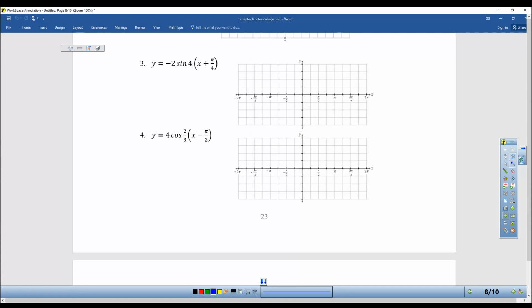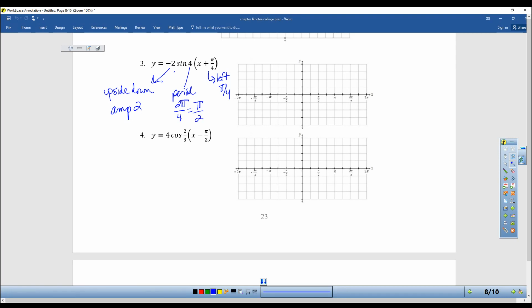Right, so we have a couple more that we can try. This one is going to be upside down. It's going to have an amplitude of 2. It's going to go to the left pi fourths, and it's going to have a period of 2 pi over 4. It's going to finish its whole cycle by pi halves.